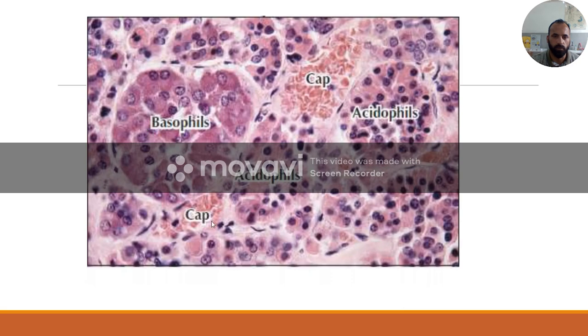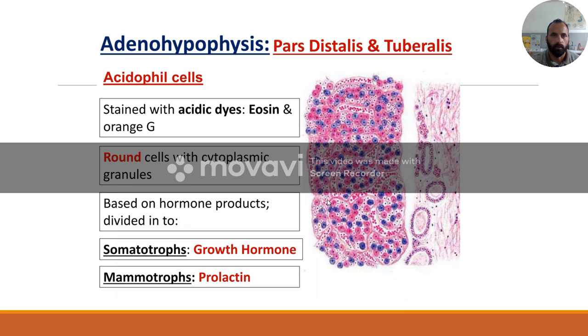Again, these are the basophils. You can see these are the acidophils. This CAP is the capillaries. So acidophilic cells take acidic dyes, eosin and orange G, and they are round in morphology with cytoplasmic granules. The hormones that these acidophils produce are growth hormone and prolactin.